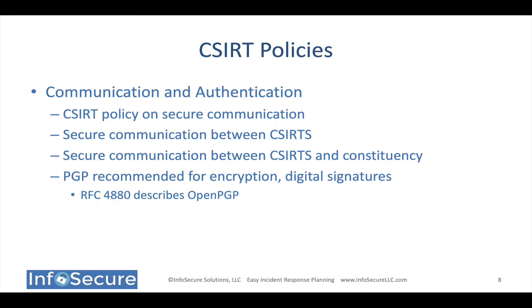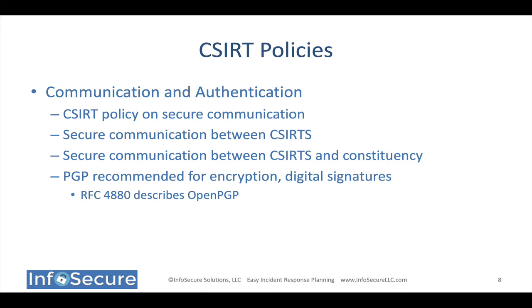And the last section under policies for RFC 2350 is communication and authentication. They expect here a CSIRT policy on secure communication. How is it that you're going to communicate securely with your constituents? The idea being that when you're discussing incident information, and when you're discussing incidents or ongoing problems within the organization, that is information that deserves and should be safeguarded. So how are you going to do that? What's your policy on secure communication?